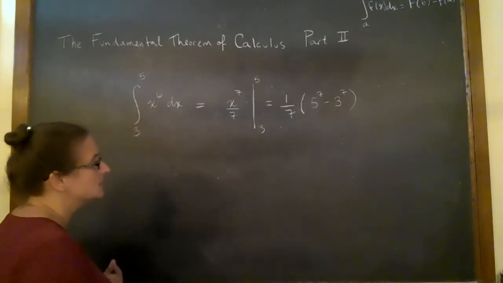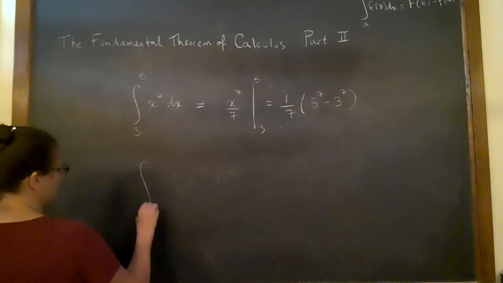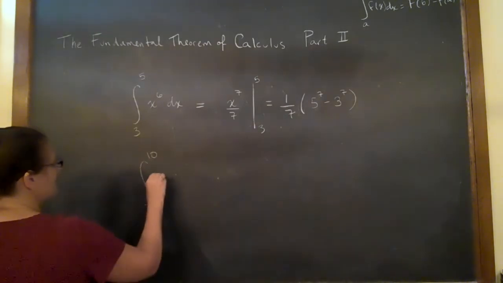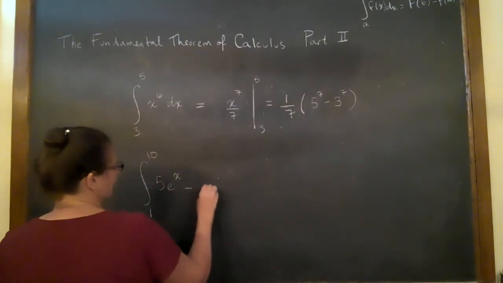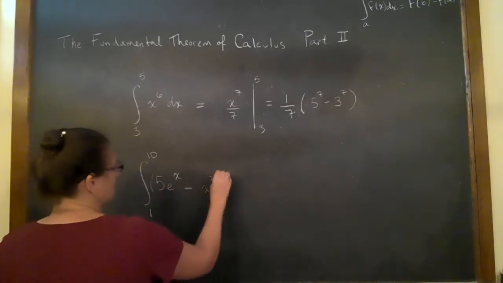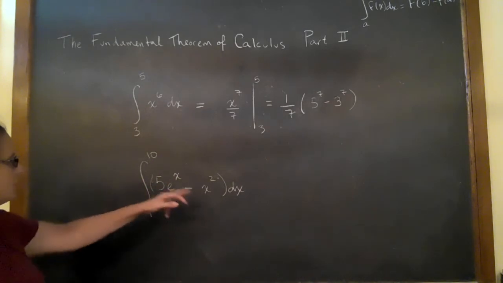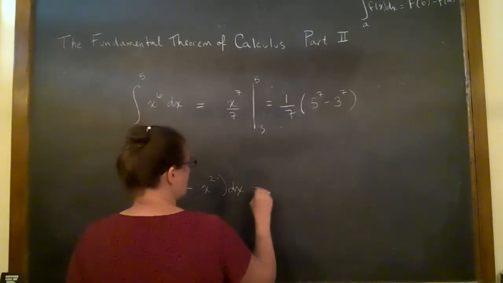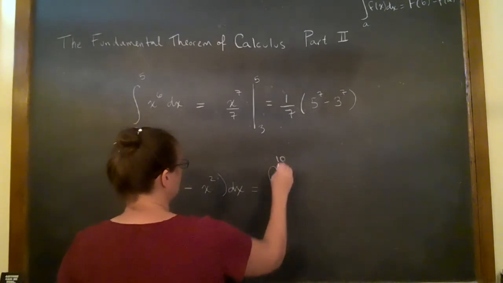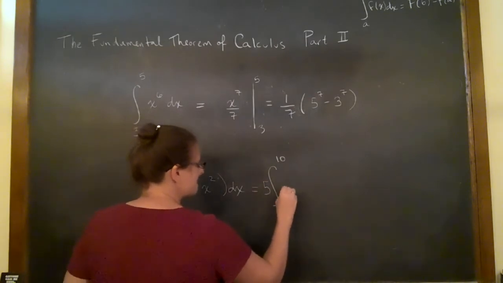If it is something, let's say, the integral from 1 to 10 of 5e^x minus x squared. Something like this. This is two different ones, as we know. I can do these separately. First of all, this is a 5, I can pull the 5 out.